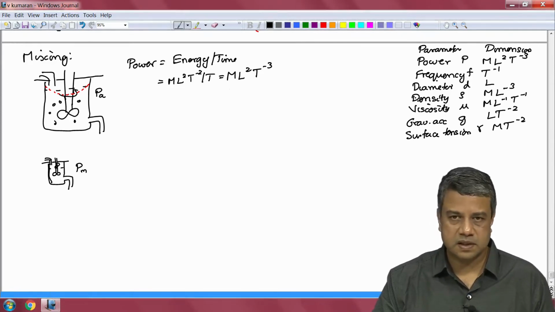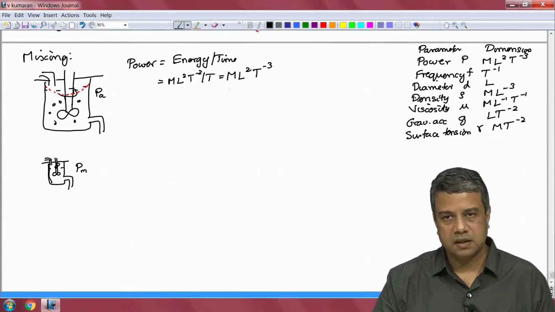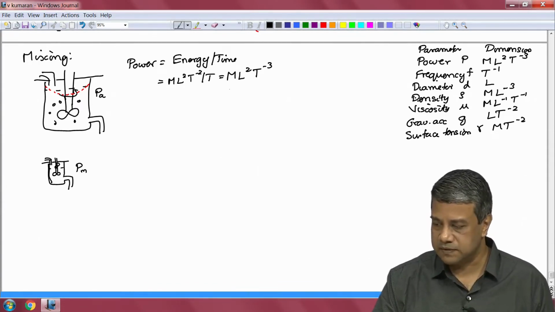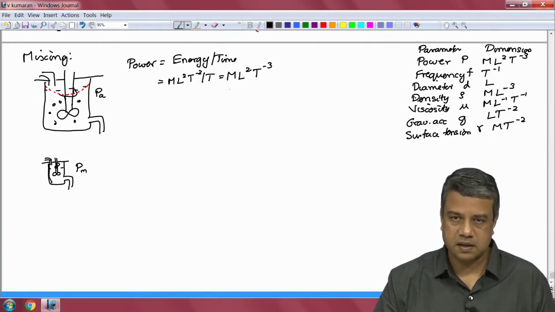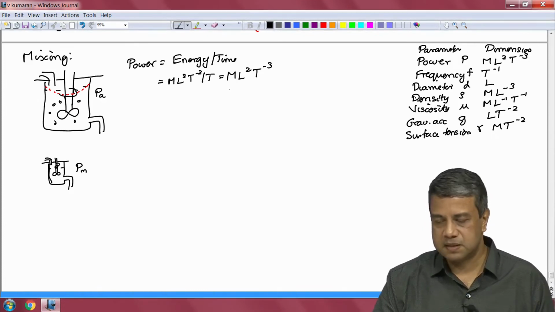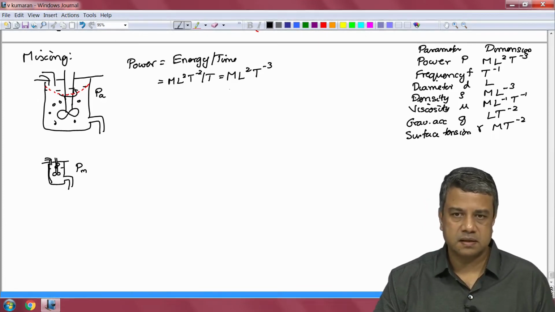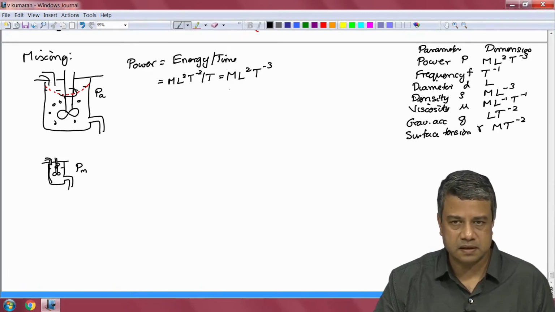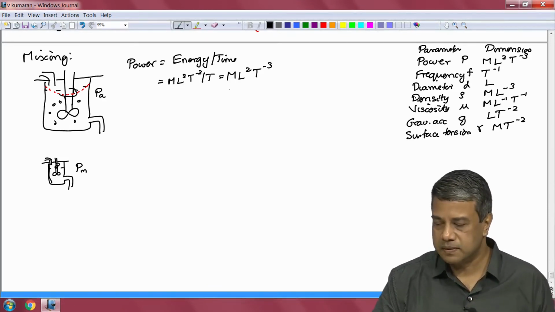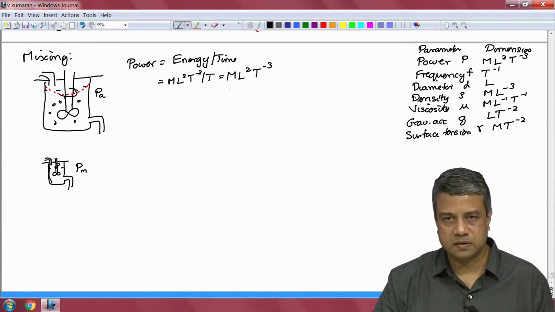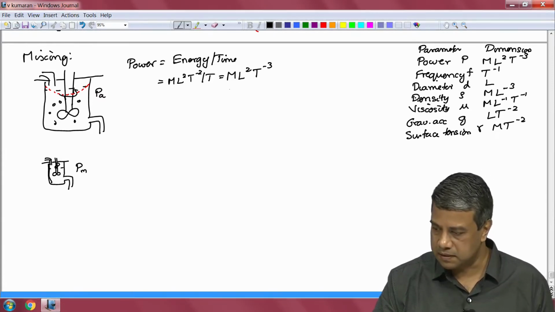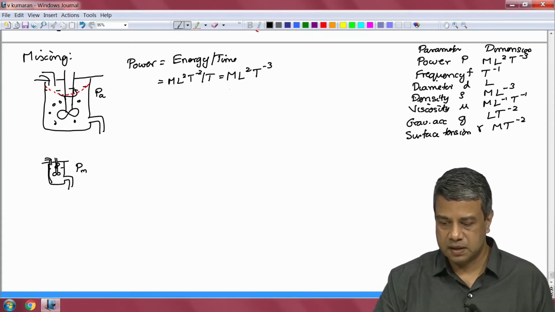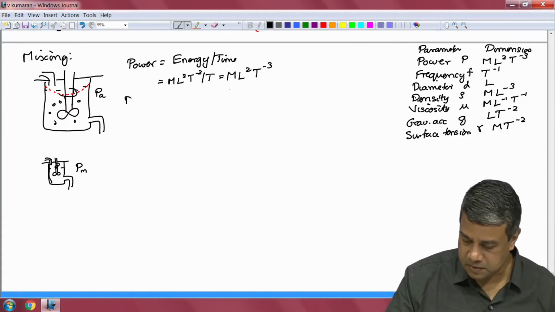If inertial forces are large, we would scale it with density. If viscous forces are dominant, we would scale it with the viscosity, and if surface tension forces are dominant, we would scale it with the surface tension. In this particular case, since the tank is large, we saw that at large scales typically inertial forces are dominant. Therefore, we will scale it with the density. So, I have to have a dimensionless group that contains the power, the density, the diameter and the frequency. And that dependent dimensionless group is what is called the power number.